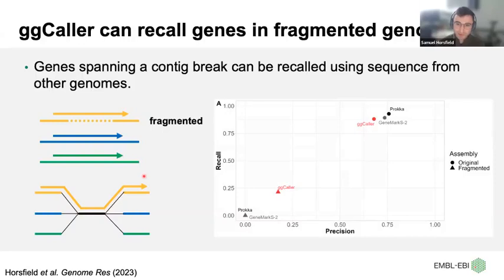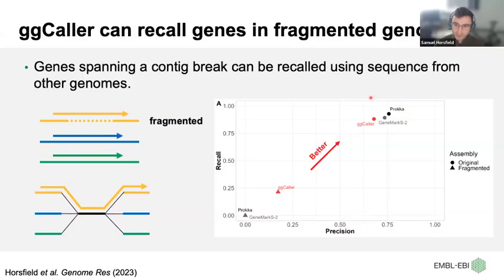So what I'm showing here is a comparison of ggcaller in red with 2 different prediction tools, so Proctor, which we mentioned before, and GeneMark-S, which is another gene prediction tool. This is in the original assemblies of some bacterial genomes, and then ones which I've artificially fragmented. So these are the genomes that are fully intact. These are the genomes that are fragmented. The further towards this top right corner, the better. So higher recall, higher precision.